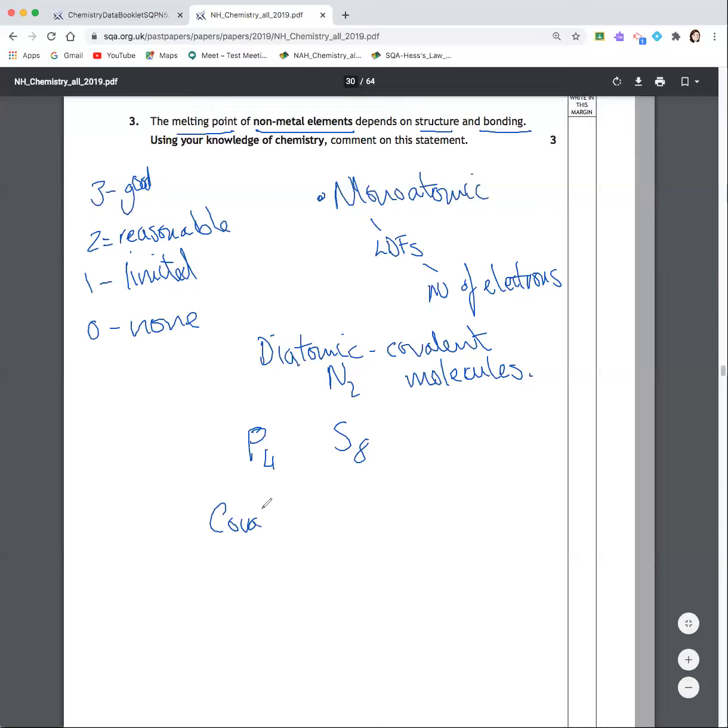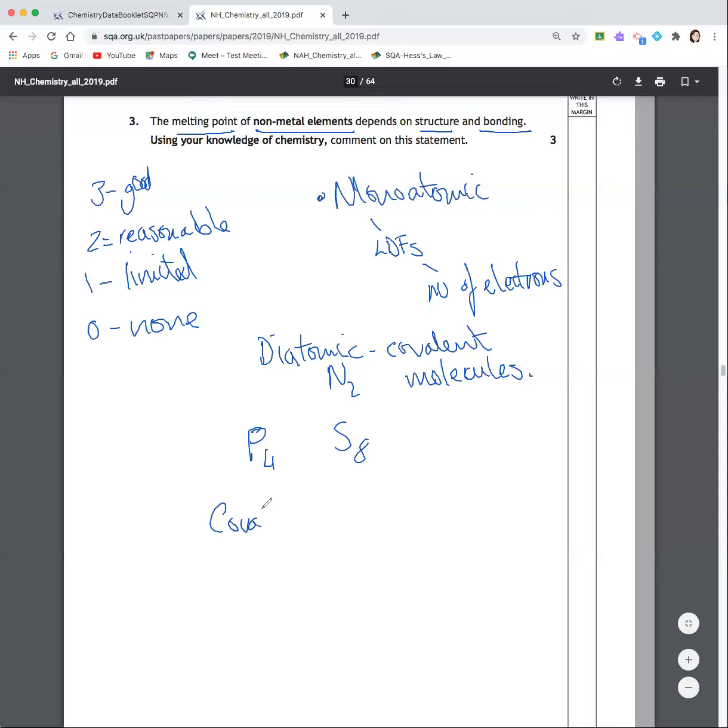Another thing you could mention in this answer is that carbon can exist as a covalent molecule as well, in the form of a fullerene. Okay, and so they have a slightly lower melting point, because in a fullerene, again, you're breaking London dispersion forces, but they are quite big molecules, so their London dispersion forces are fairly strong.